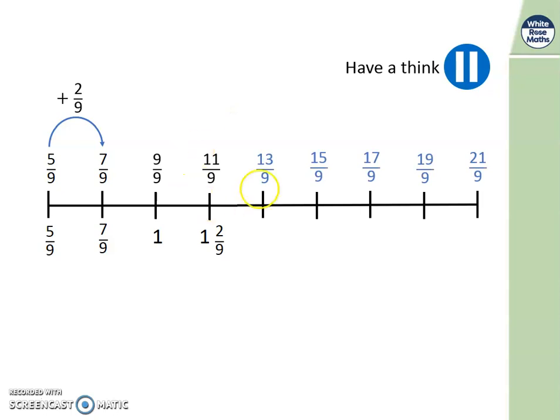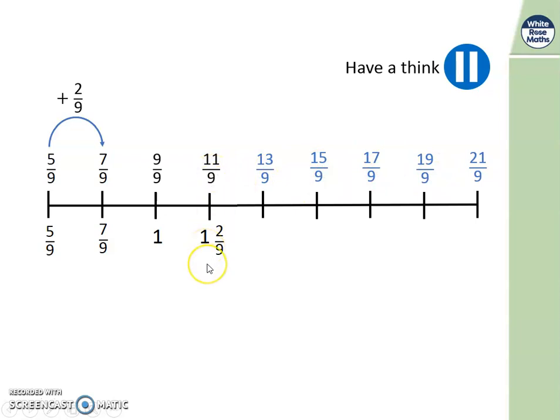Let's have a look. 11 add 2 is 13, add 2 is 15, add 2 is 17, add 2 is 19, add 2 is 21. It's easy once we know the rule. So for our improper fractions, that continuation is easy.